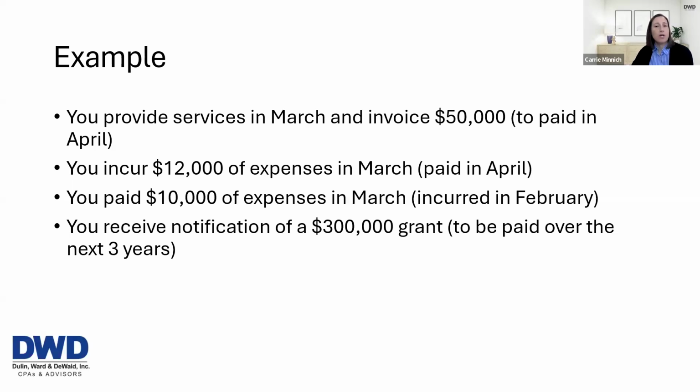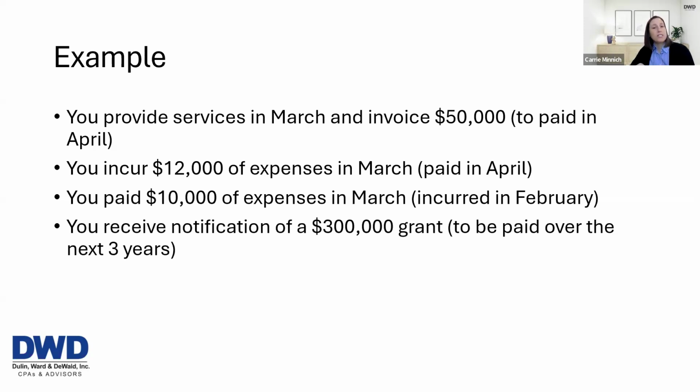So you send the invoices out, but they're not going to pay you in March. You provided the services in March, but they're not going to pay you until April. Also during March, you incur $12,000 of expenses, but you haven't paid those yet. They happened in March, but you haven't paid them. Maybe you haven't gotten the invoice or so forth, but you're going to pay those in April. But during March, you paid $10,000 of expenses that happened in February. So let's say you ordered some items, you had some services provided to you in February, but you didn't get those invoices until March. So that's when you paid them.